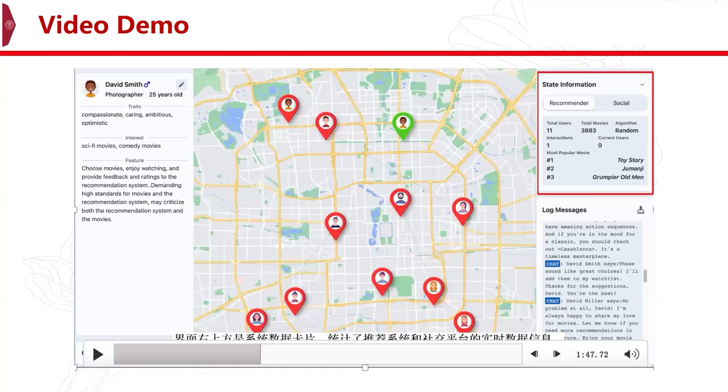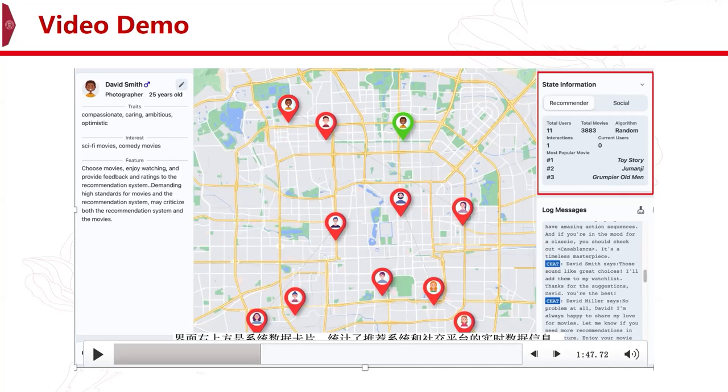Here is the interface of the simulator. In the middle, we present different agents with different colors, and the different colors represent different agent actions. By the red color, we mean the agent is free, and by green color, we mean the agent is sending messages on the social network. On the left are the agent characters. We can freely change the characters of different agents and observe the results in the middle of the simulation process.